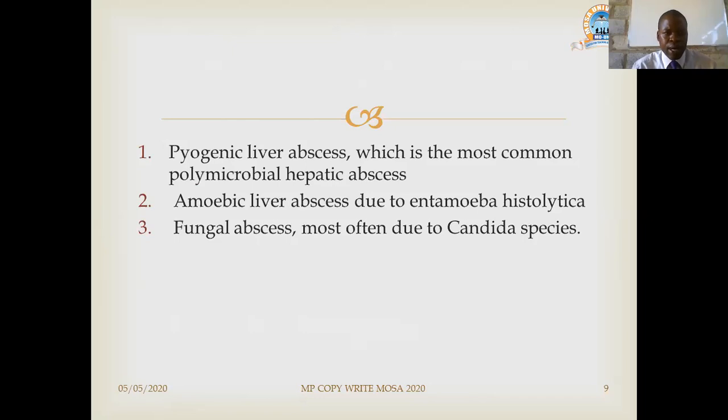Then another classification by etiology is amoebic liver abscess due to Entamoeba histolytica. This is being caused by another condition that we normally discuss under diarrheal diseases of the GIT, which is caused by Entamoeba histolytica. When this is responsible for the presence of pus in the liver, we call it amoebic liver abscess.